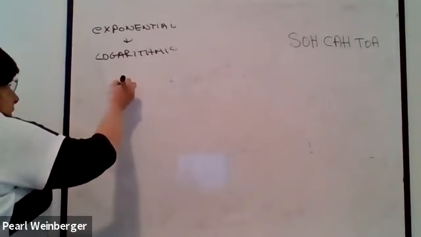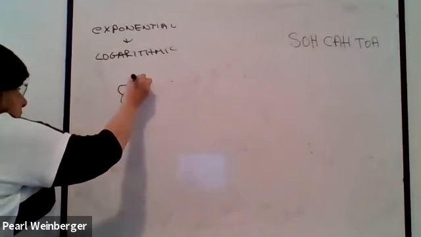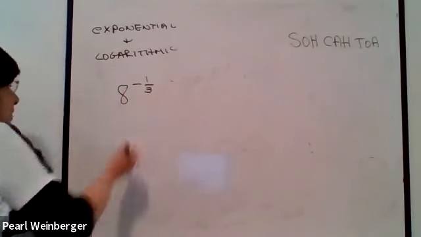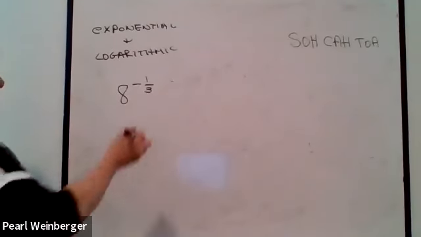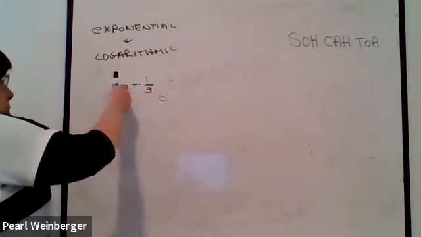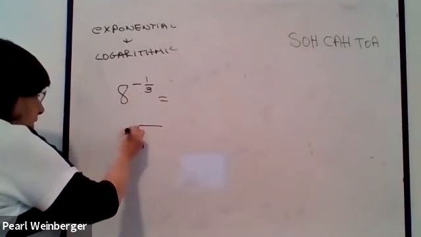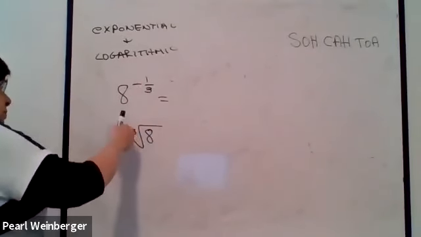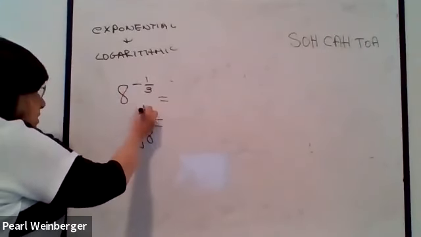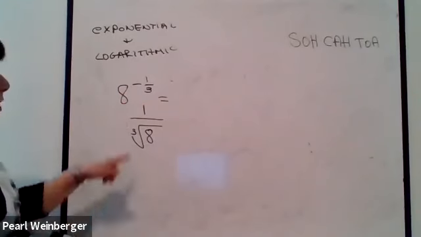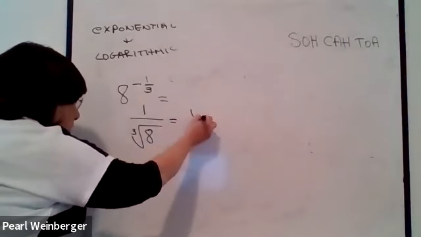First of all, what if I ask you to do 8 to the negative 1/3 exponent? What are we being told? Well, the 1/3 exponent is telling us that we're doing the cube root of 8, because the 1/3 means your index is 3. And the negative means you're taking the reciprocal. So it's 1 over the cube root of 8, which would give you 1/2.